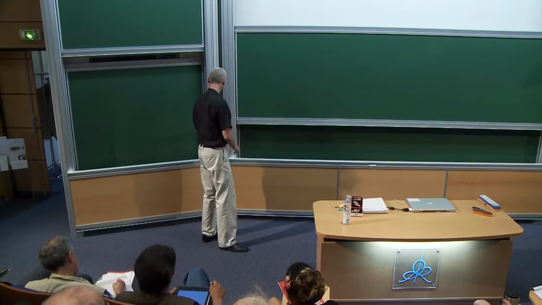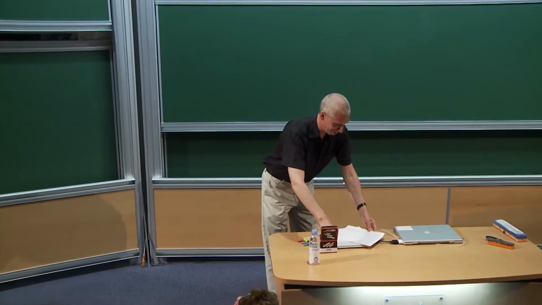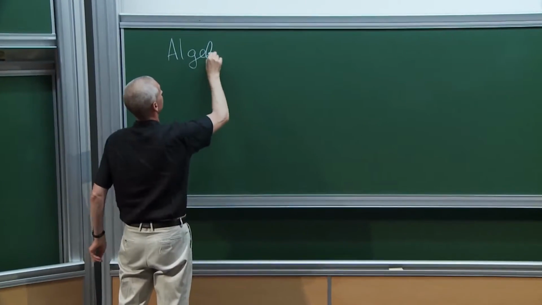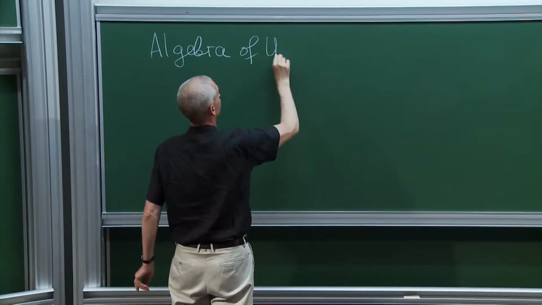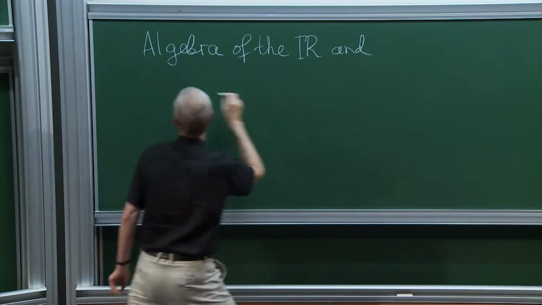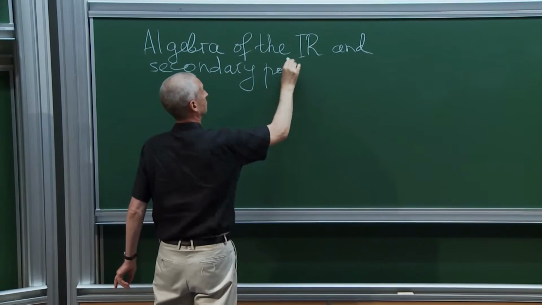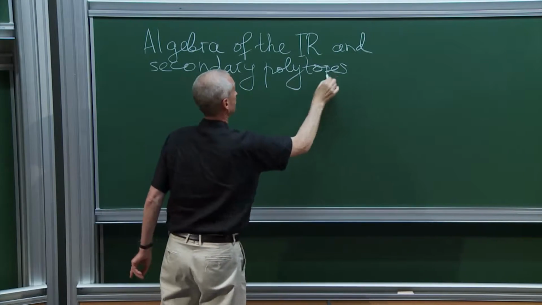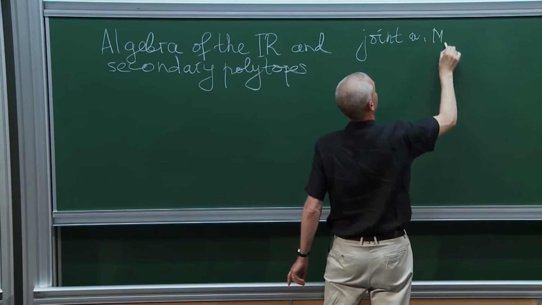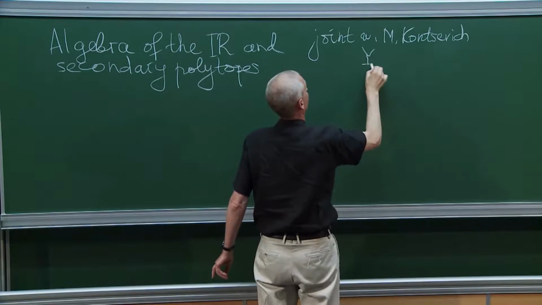So let me start with writing the title, and then somehow getting myself out of trouble with the title. Algebra of the infrared and secondary polytopes. It is a joint work with Maxim and Jan Soibelman.